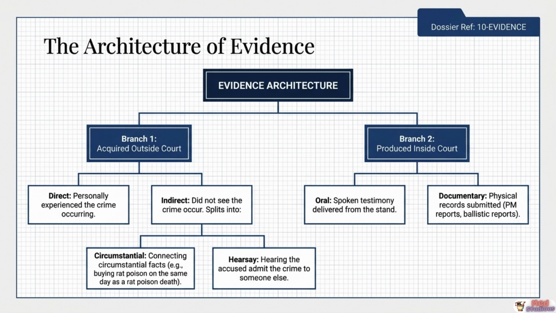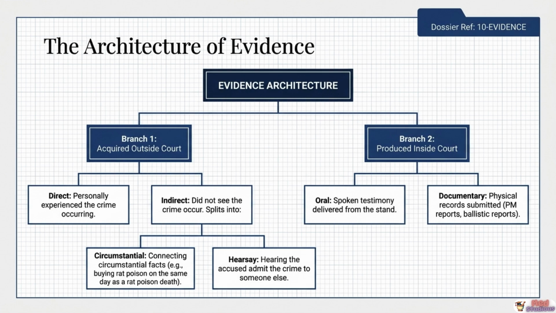Indirect evidence did not arise from personal witnessing. It splits further into 2 subtypes. Circumstantial evidence, where a chain of related facts points to a conclusion. For example, a person purchasing rat poison on the same day as a rat poison death. And hearsay evidence, where the witness heard the accused verbally admit to the crime to someone else.